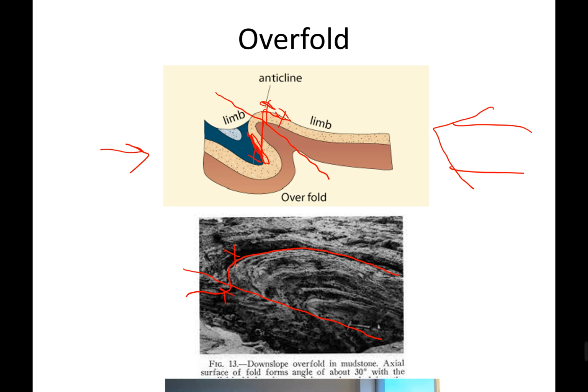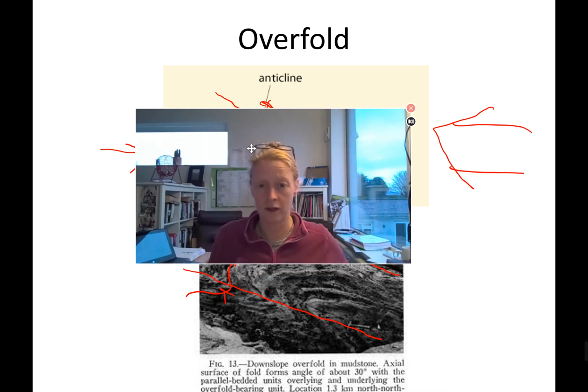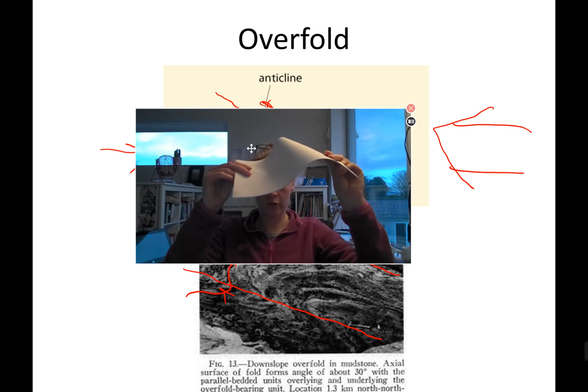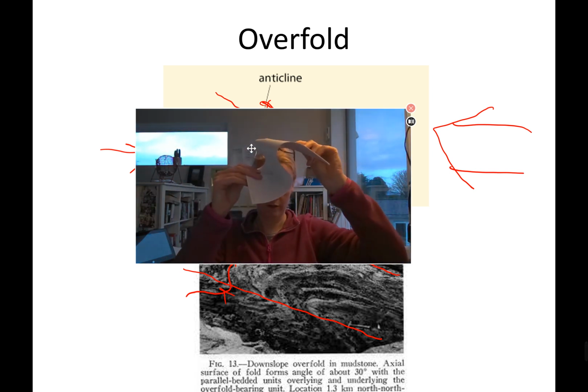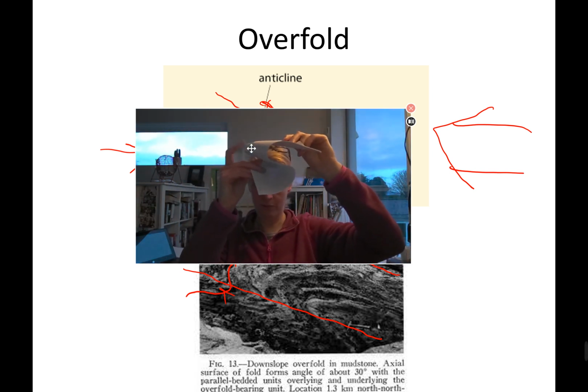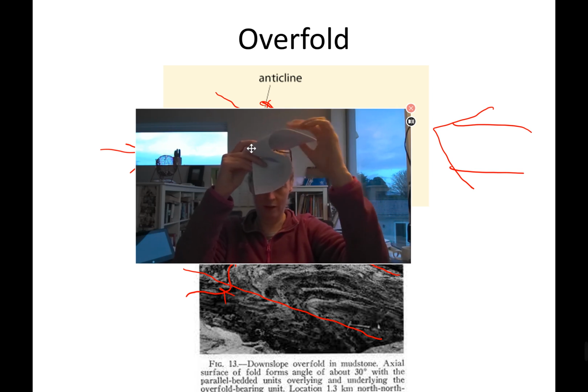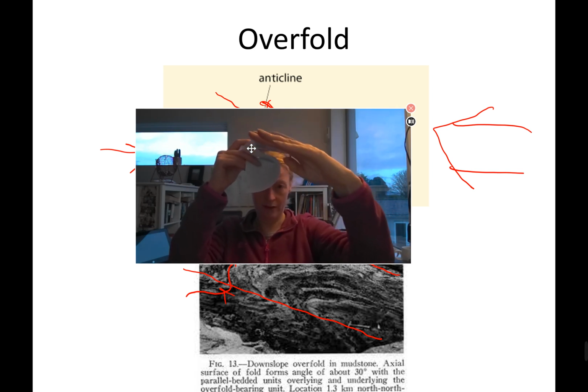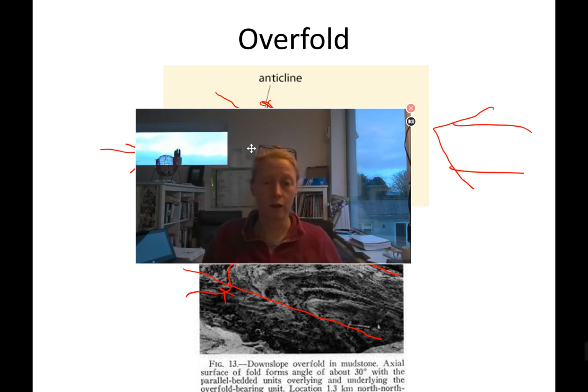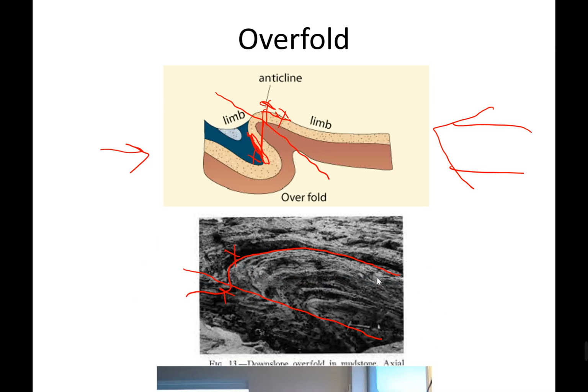If the fold axis is almost horizontal, it's referred to as recumbent. It barely comes up, but just in case you see it. So, overfold: loads of pressure from this arm to the point where the limb is on top of this limb here. If I had 4 hands now, this would be grand. The axis is almost horizontal, so that's overfolding. And you can still identify the anticline and the syncline in them.